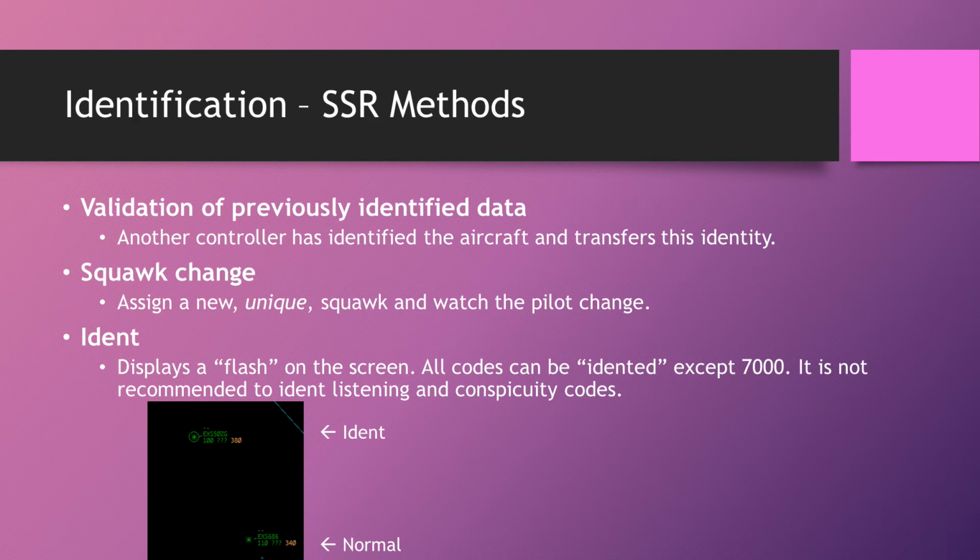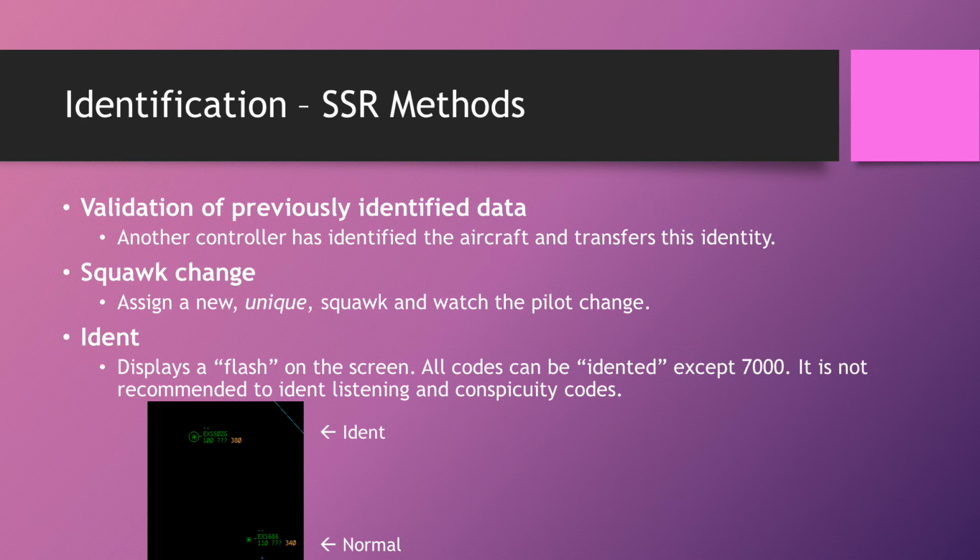Another method is a squawk change. So it's when you assign a new unique squawk, and unique is important. It has to be a unique code. By you watching the pilot change into that code, they're going to be the only pilot within your radar region change into that code. So therefore you know it's them.